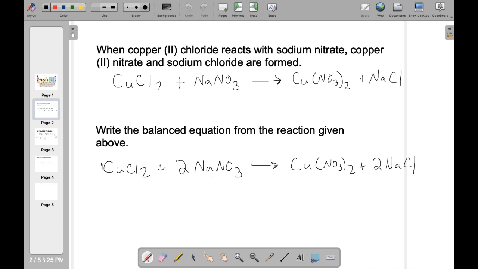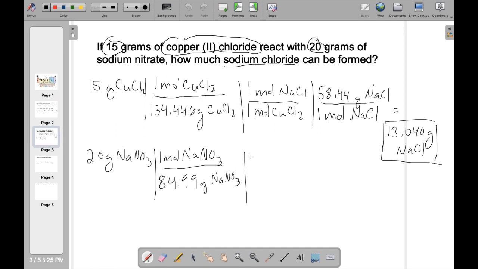So 2 moles of sodium nitrate equal 2 of sodium chloride. Well, that's easy for me again. 2 moles of sodium chloride, 2 moles of sodium nitrate. Now I will convert back to grams of sodium chloride.